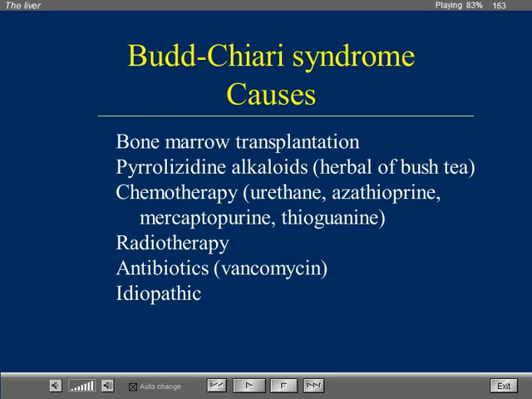Following chemotherapy, particularly the use of urethane, azathioprine, mercaptopurine, and thioguanine can lead to Budd-Chiari syndrome. Irradiation of the liver, and the use of some antibiotics, particularly vancomycin, can also be causes. And in 30% of patients with Budd-Chiari syndrome, we cannot identify a specific cause.